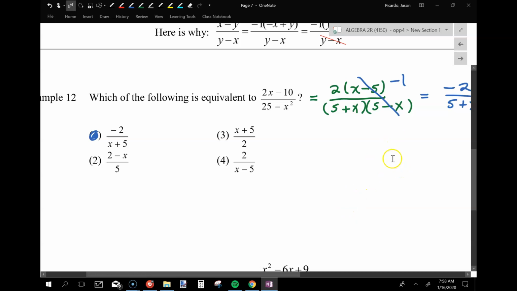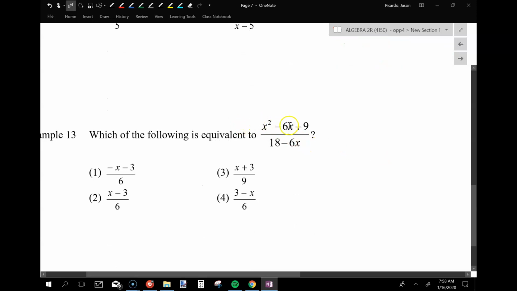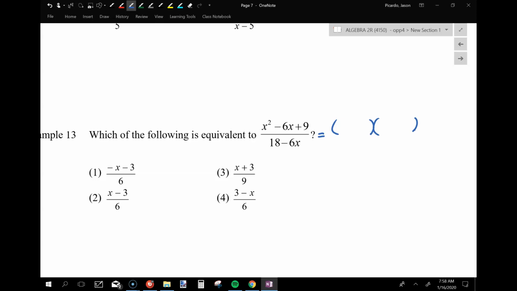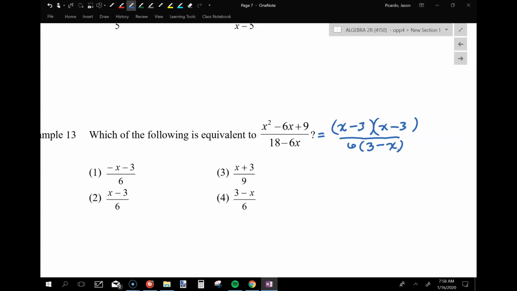And we see how this could definitely mess us up, right? And we see how we can make mistakes here. X squared minus 6x plus 9 is going to be a factorable item because there are 3 terms. Two numbers that multiply to be 9 that add to be negative 6 are negative 3 and negative 3. And I can take a 6 out of the bottom, which leaves me with a 3 minus x.